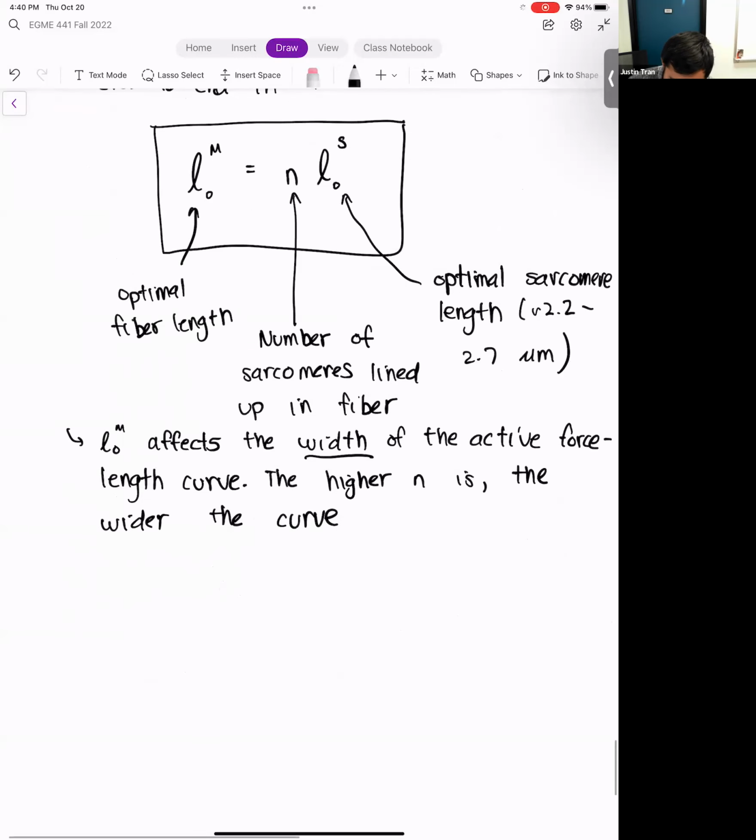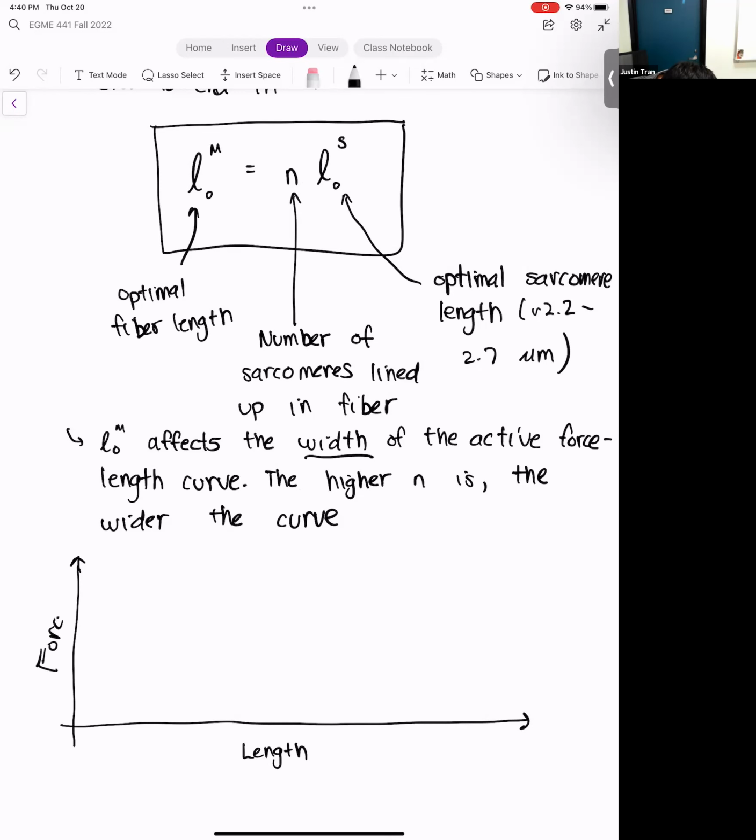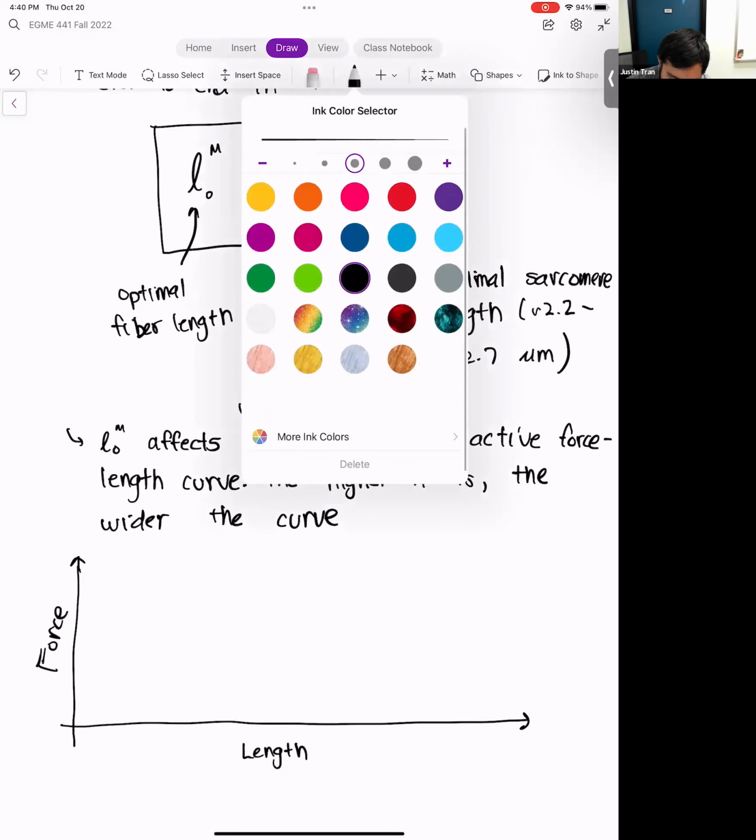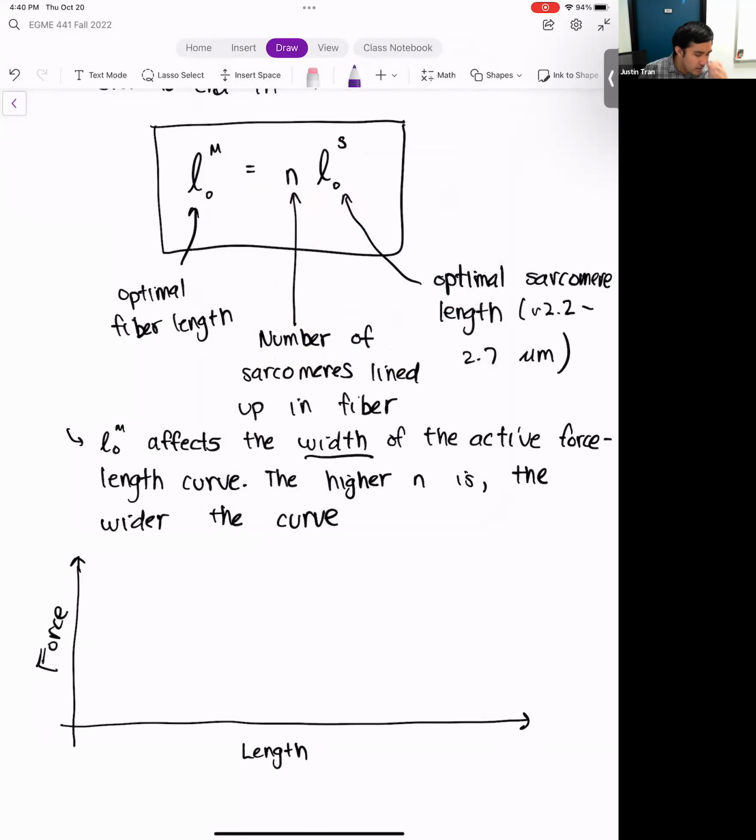Okay, so let me show you what that looks like. If we have a curve here, on the x-axis we have length, and on the y-axis we have force. If you have a muscle that's relatively short, a muscle that's not very long, then you might have an active force length curve that looks like this.